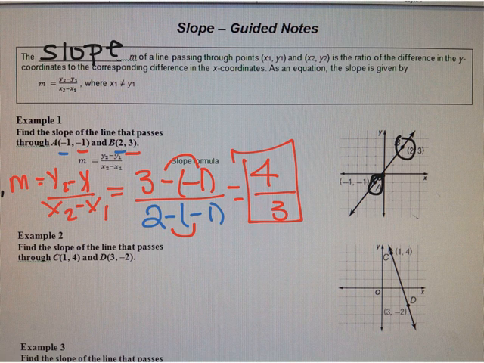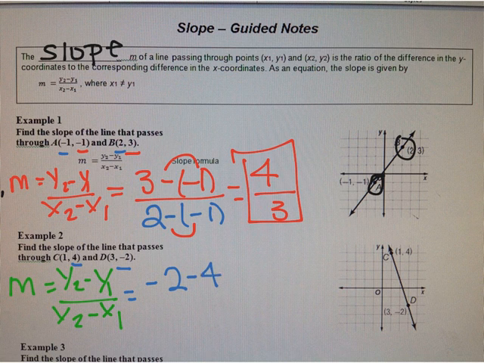Okay, let's look at example 2. Example 2 says find the slope of the line that passes through points (1, 4) and (3, -2). Alright, so I'm going to write down my equation. m is equal to y2 minus y1 over x2 minus x1. Alright, so once again we have to look at our second ordered pair, and in our second ordered pair we're going to look at the y value, so that's equal to negative 2, and now we're going to look at the first y value subtracted, which is 4.